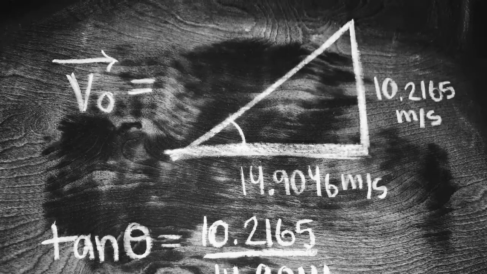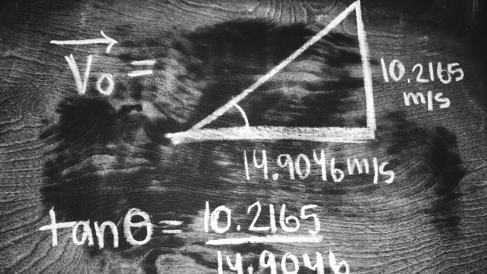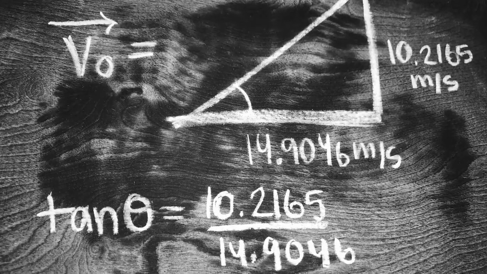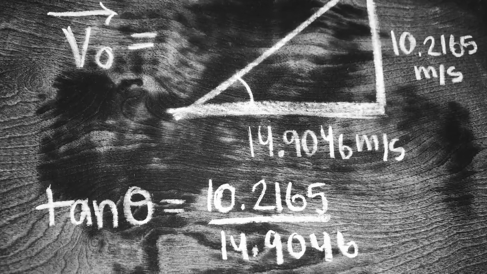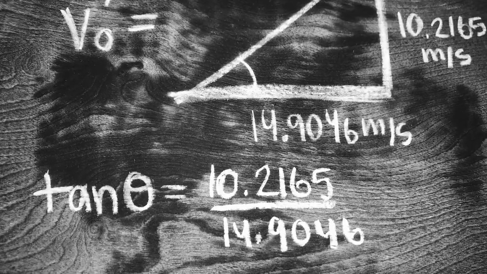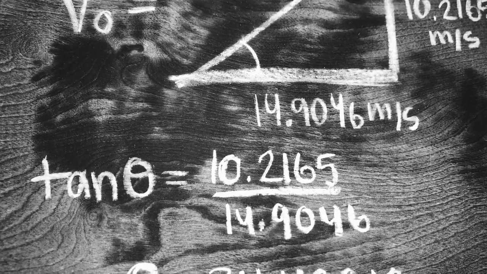Now we will work on finding the original angle that the football was thrown at. The angle is crucial because if the football is thrown too high, it won't go to the receiver, and if it is thrown too low, it will hit the other players. To find the angle, set up what you know. We know that the initial horizontal velocity is 14.9046 meters per second, and the initial vertical velocity is 10.2165 meters per second. We also know where the angle is that we are looking for.